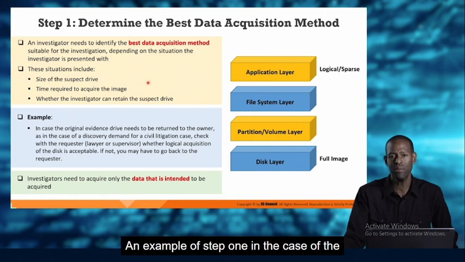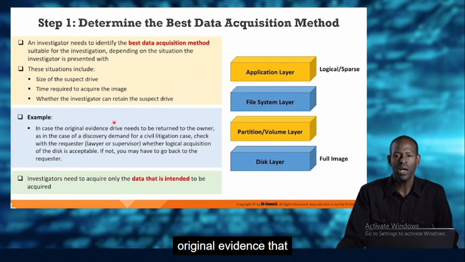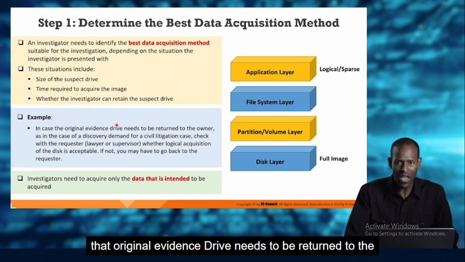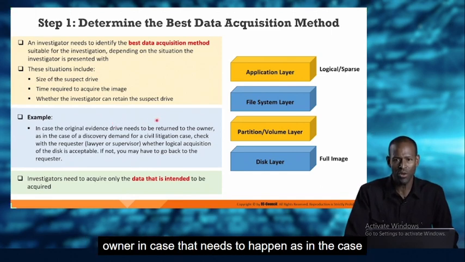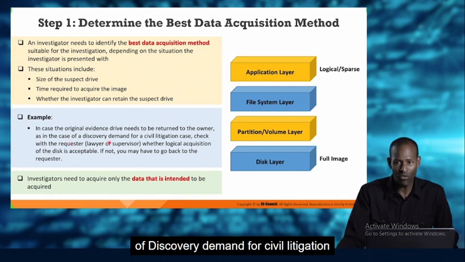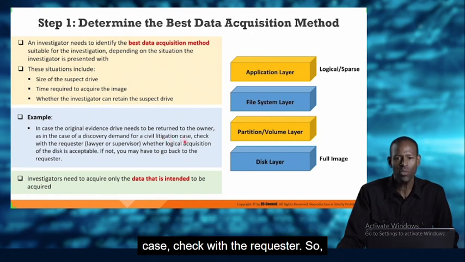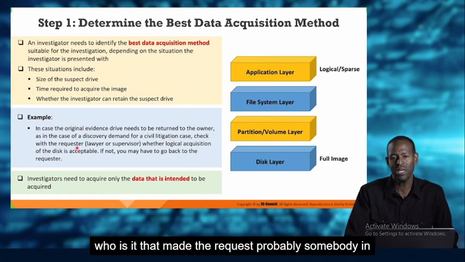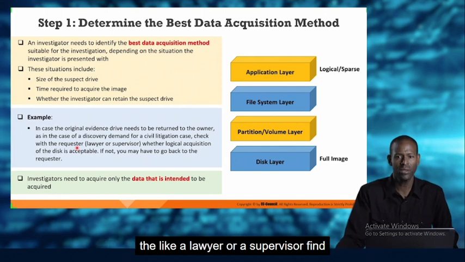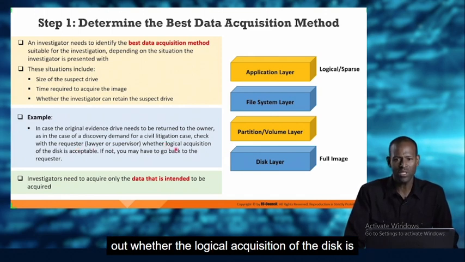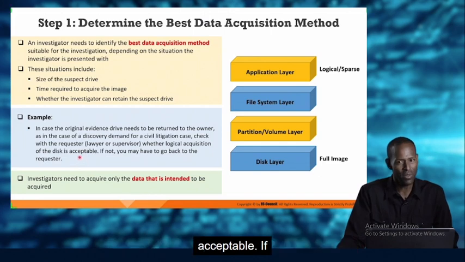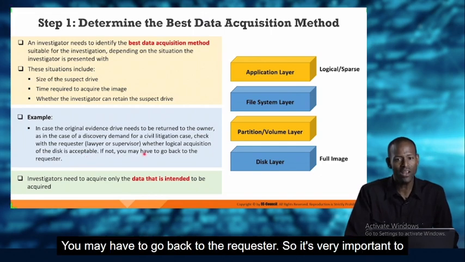An example of step one: in the case of the original evidence, that original evidence drive needs to be returned to the owner. In case that needs to happen, as in the case of a discovery demand for a civil litigation case, check with the requester. So who is it that made the request? Probably somebody like a lawyer or a supervisor. Find out whether the logical acquisition of the disk is acceptable. If not, you may have to go back to the requester.